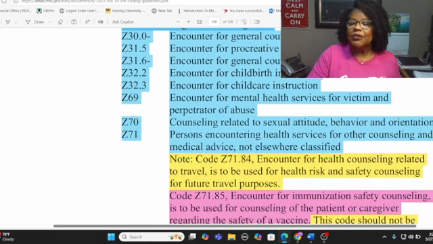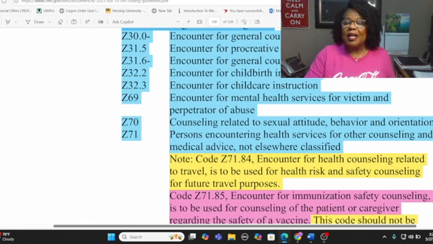Z70, Counseling Related to Sexual Attitude, Behavior, and Orientation. And Z71, Persons Encountering Health Services for Other Counseling and Medical Advice Not Elsewhere Classified. Now there's a note.